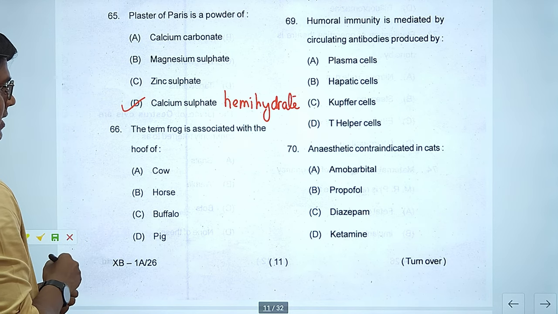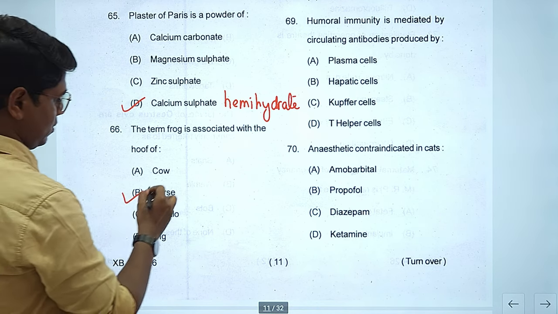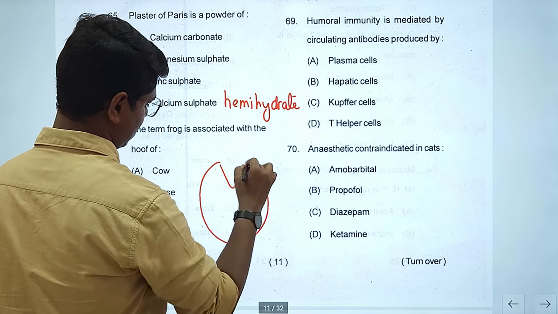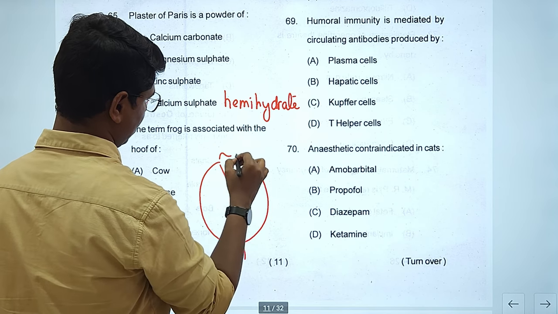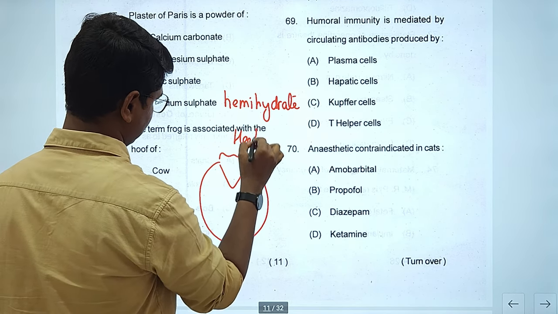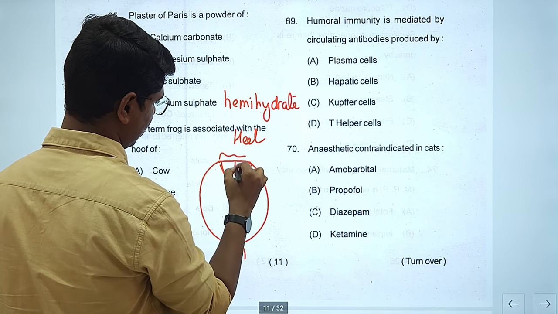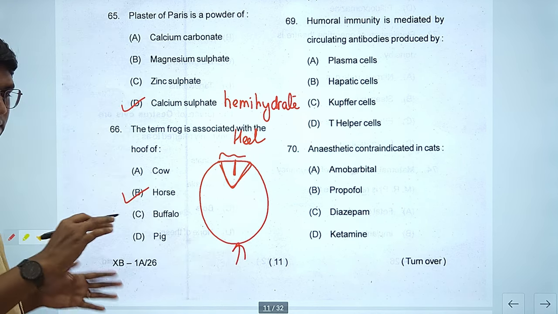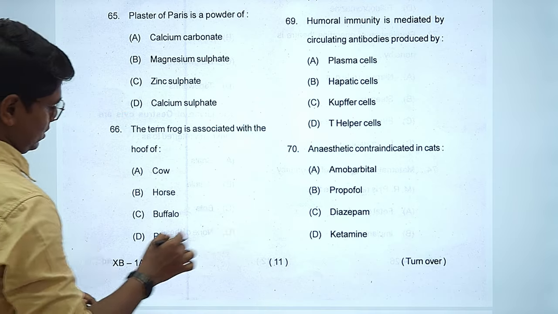The term frog is associated with the hoof of horse. Okay, horse hoof is like this. This is toe. Okay, here will be heel. This region is frog region. You will find a central sulcus. Okay, this is hoof anatomy of horse.